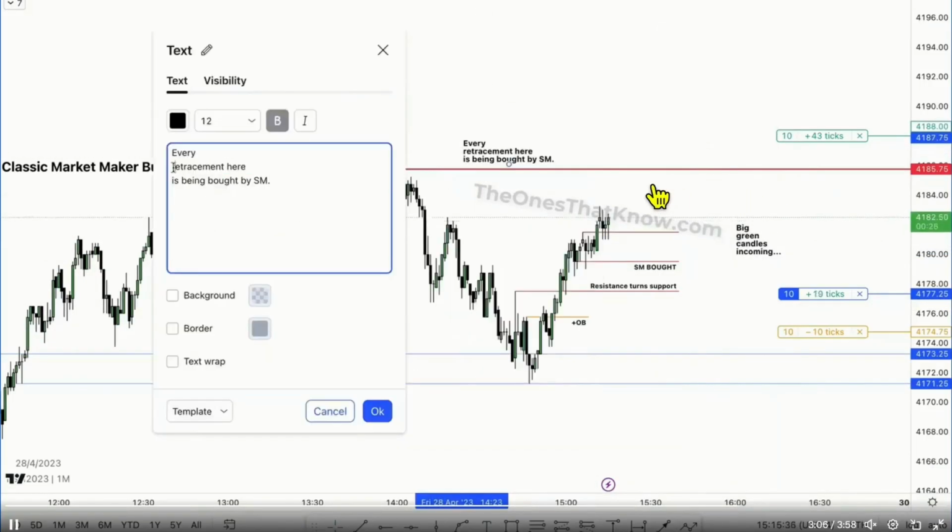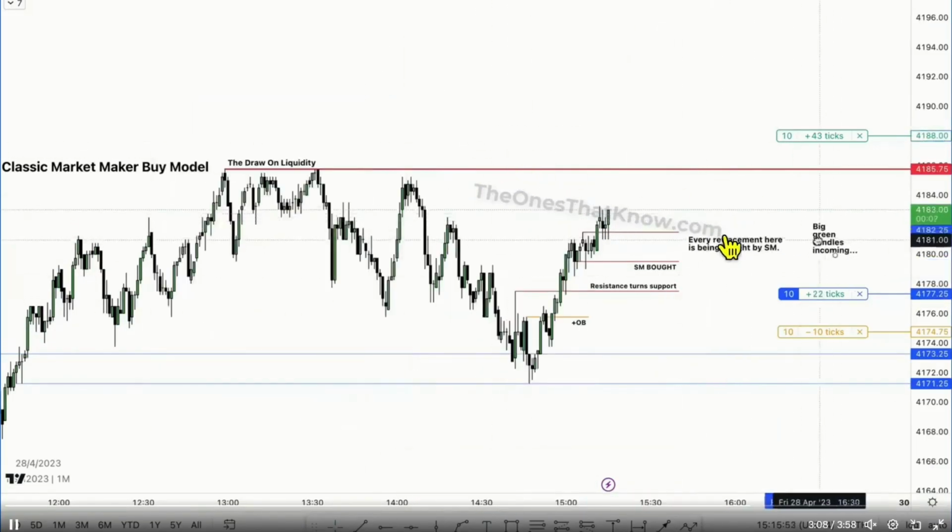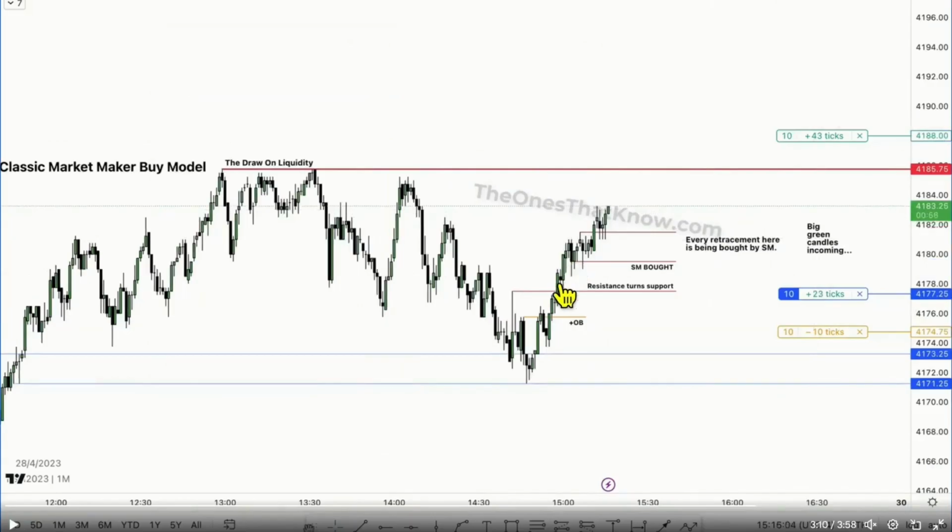Every retracement is being bought by smart money. So that means every single retracement leg that you see from this point all the way to point B, eventually, which is the drawn liquidity, is being bought by smart money. They buy, they buy, they buy. And that is what high frequency trading algorithms do. Every single retracement that occurs after the change in the state of delivery formed gets bought, and they pyramid their way to the drawn liquidity.